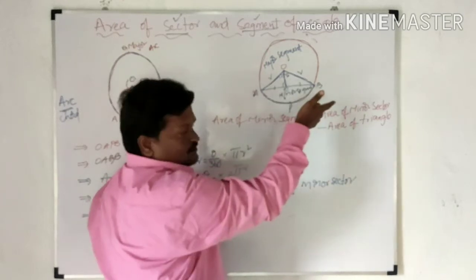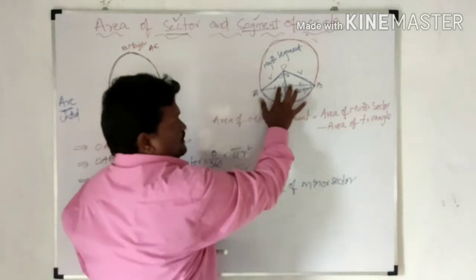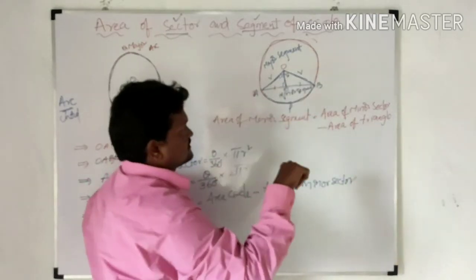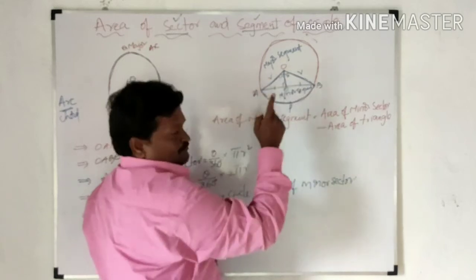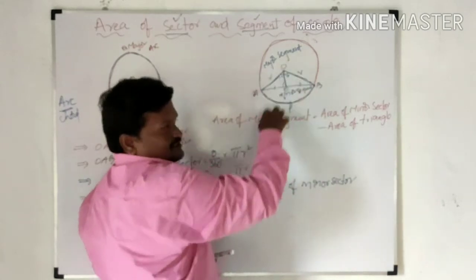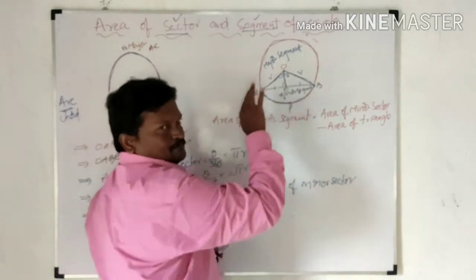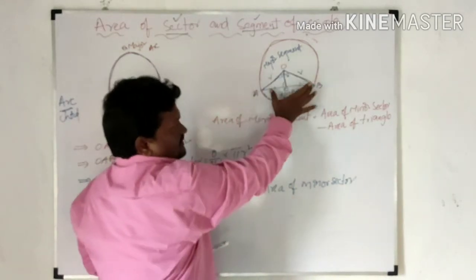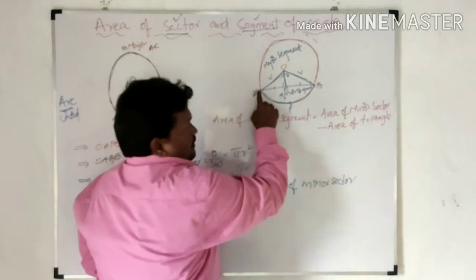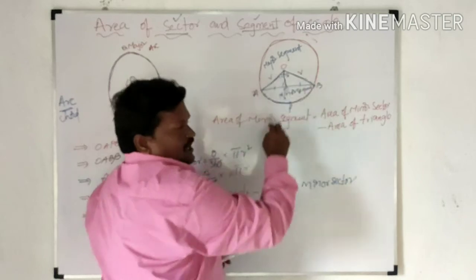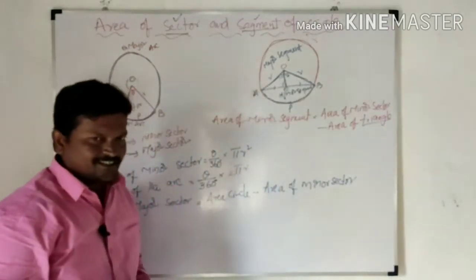If we get AC, then it is easy to find AB. It is double. For example, if you get 2 centimeters, then AB is 2 plus 2, that is 4 centimeters. And by using cos theta, adjacent by hypotenuse, we can find this perpendicular bisector length also. This will be the height of the triangle, this is the base of the triangle. Then by using the half into base into height formula, we can find the area of the triangle.